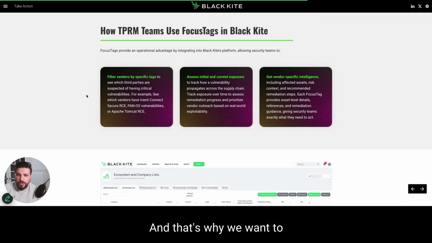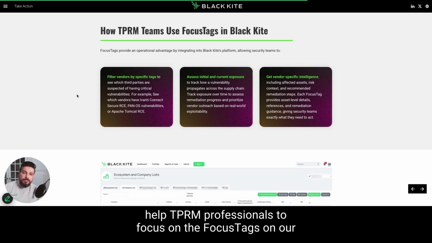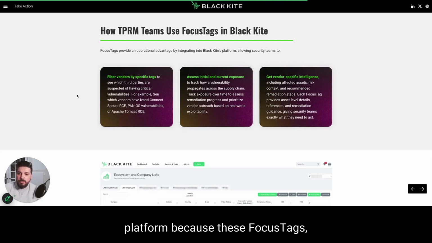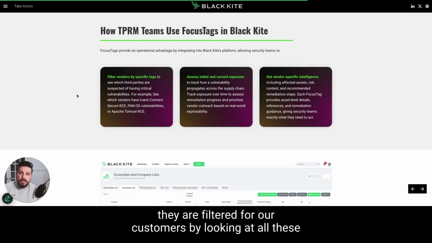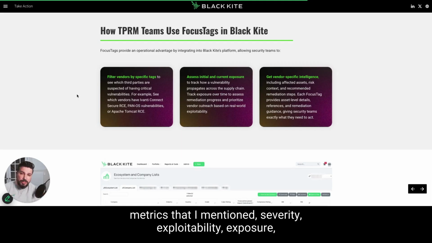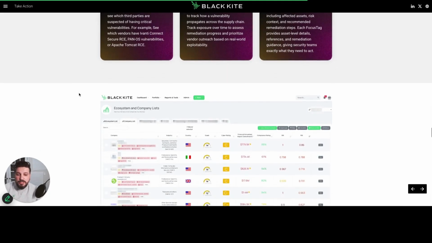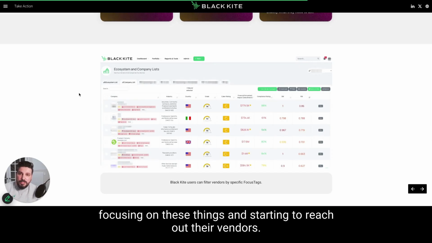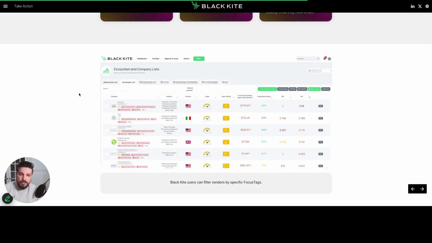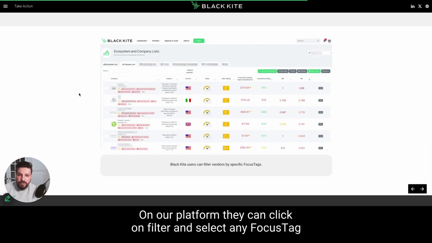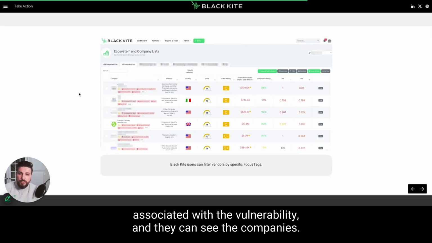That's why we want to help TPRM professionals focus on the focus tags on our platform, because these focus tags are filtered for our customers by looking at all these metrics that I mentioned: severity, exploitability, exposure, and so on, so that they can really start focusing on these things and reaching out to their vendors. On our platform, they can click on filter and select any focus tag associated with a vulnerability.